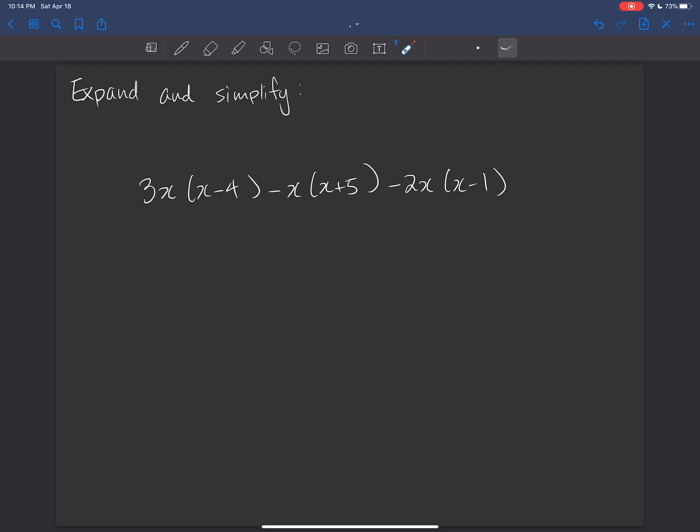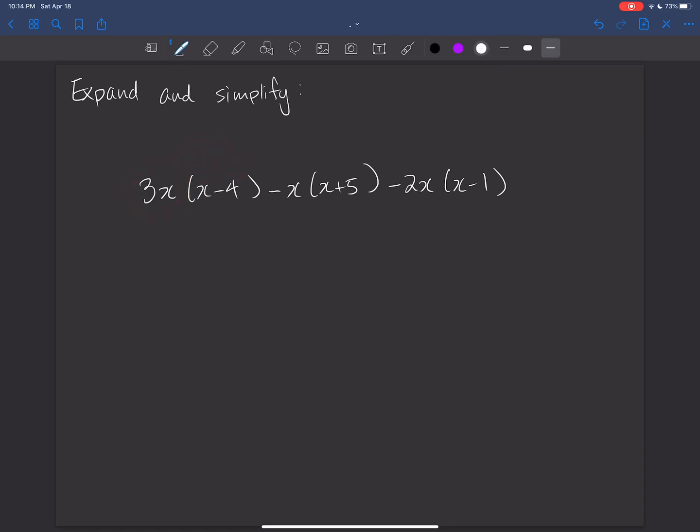All right, expand and simplify this expression. So it has 3 terms initially. And first I want to expand everything. So first, multiply 3x to each term inside this set of brackets.